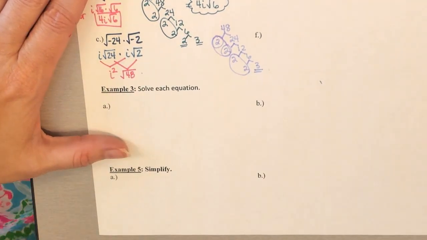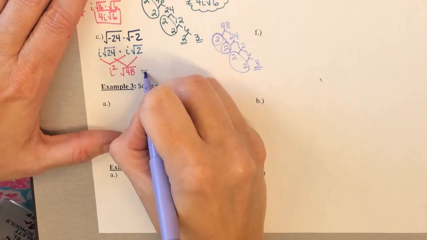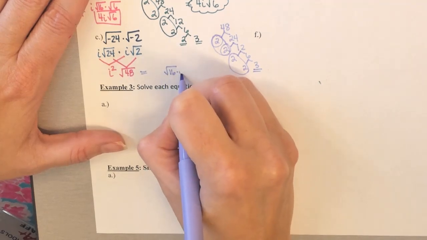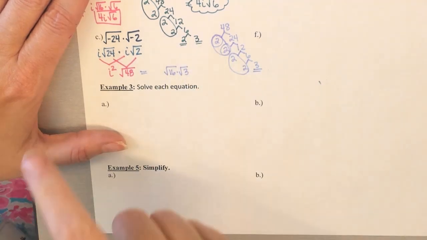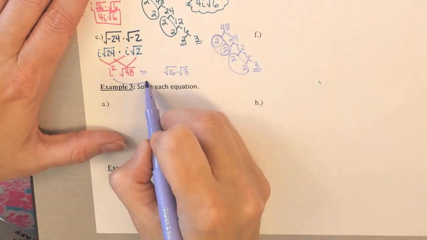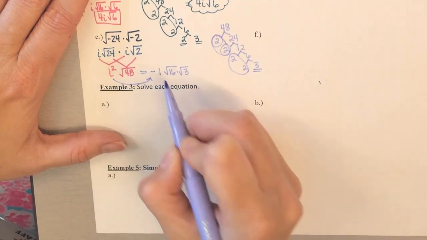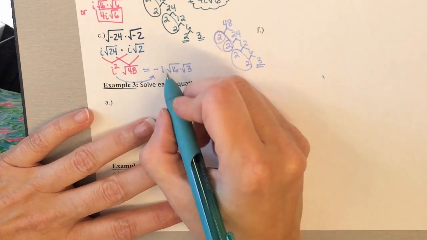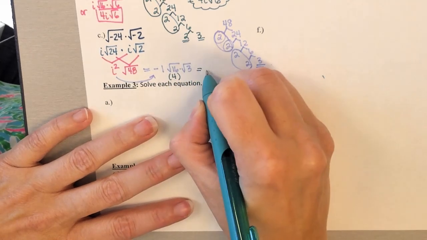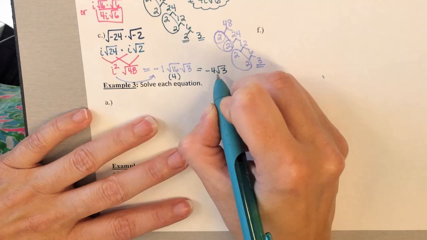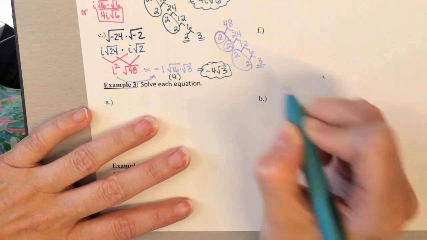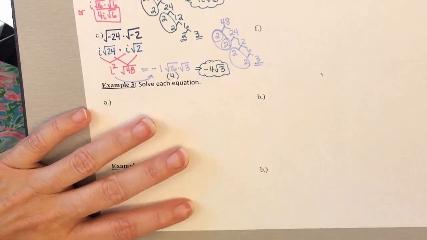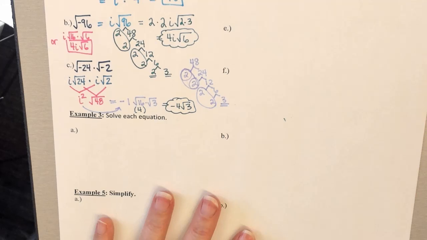You can also find your biggest perfect square. So it would be root 16 times what? Times 3. Okay, and then instead of i squared, what are you going to plug in for i squared? Negative 1. What's the square root of 16? 4. Okay, so either way that you get that, you should have negative 4 root 3. From here, it would be the 2 times 2 to get the 4, and then the 3 would be left inside.